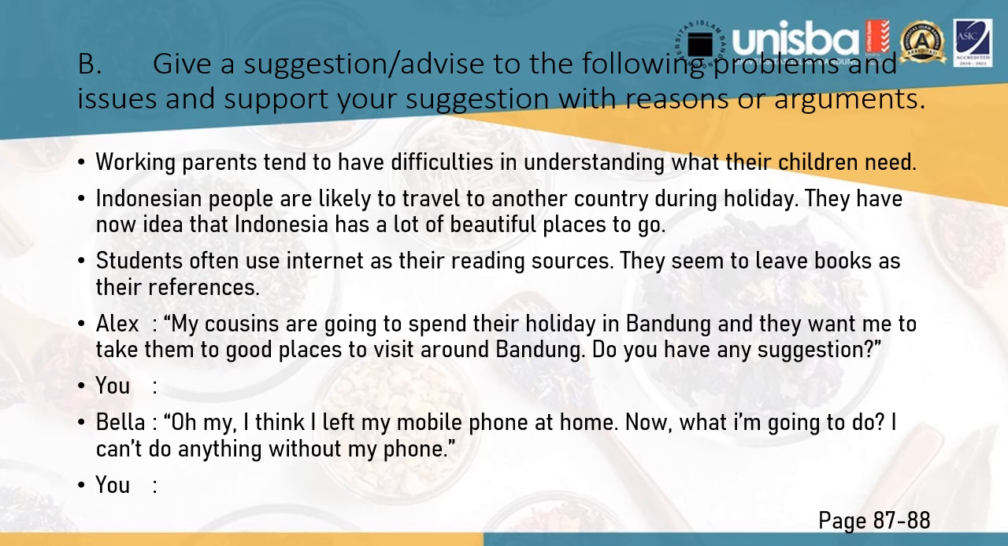So the second part of the exercise is B. Give a suggestion or advice to the following problems and issues and support your suggestion with reasons or arguments. So the first problem is that working parents tend to have difficulties in understanding what their children need. Working parents tend to have difficulty understanding their children's needs. So if this is a problem, what suggestion do you have? Use the phrases that we have studied in the previous slides, okay?